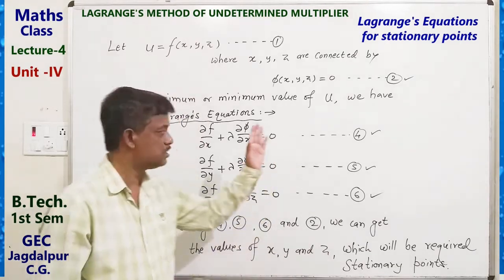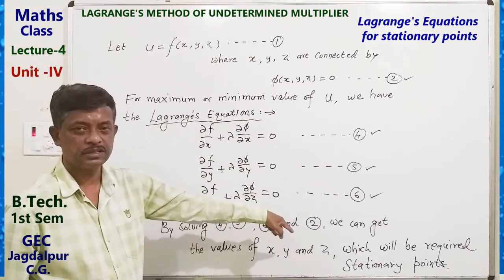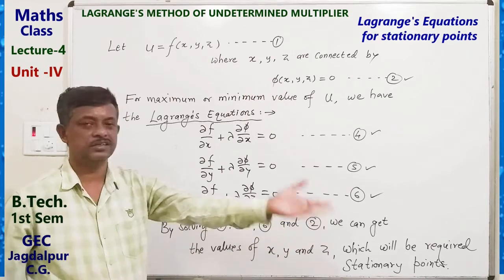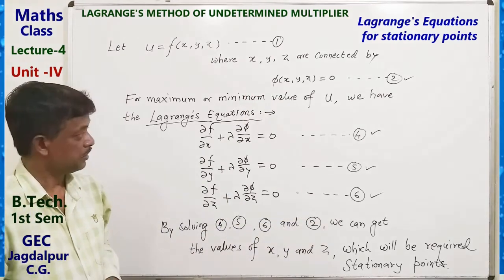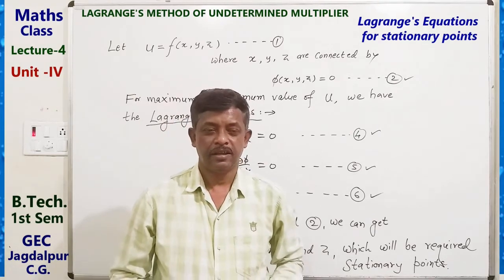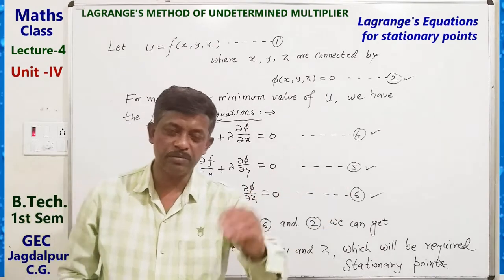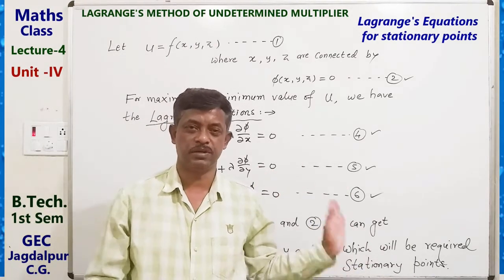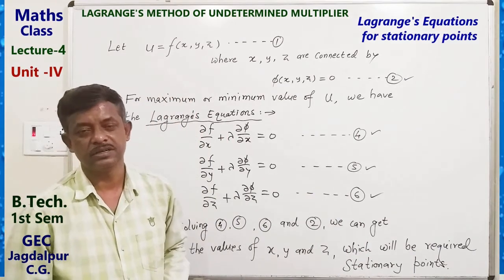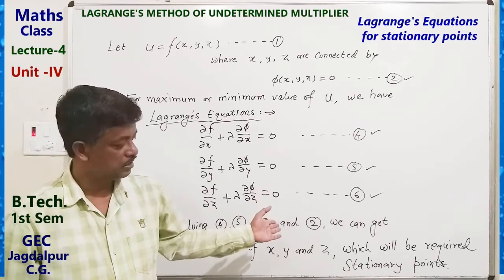In the Lagrange's method, Lagrange's equations are this. With this equation, the relation, we can solve and find stationary points. Okay, so in this method, finding stationary points is the main thing, and whether a stationary point gives a maximum value or minimum value cannot be decided by using this method. We use the geometrical condition or physical condition of the problem for finding the nature.